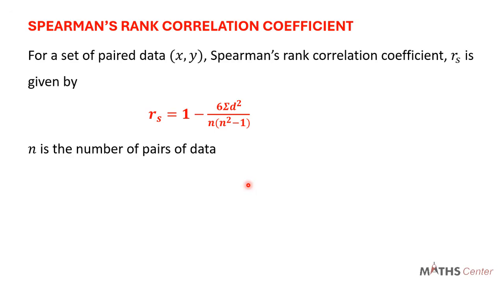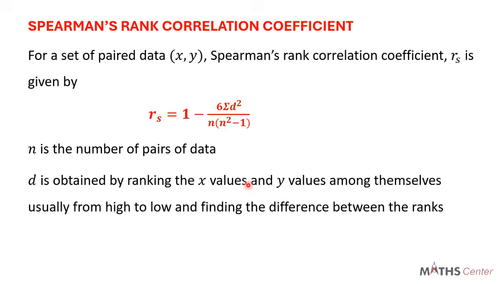We are going to solve some questions with this so you understand what all of this means. And D is obtained by ranking the x values and the y values among themselves, usually from high to low, and finding the difference between the ranks. So the D is the difference between the ranks of the X values and the Y values. You assign a rank to them and then you find the difference between the ranks. As I said, we are going to solve some questions with this so you understand what that means.